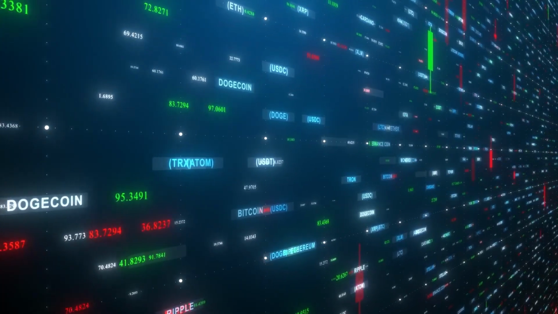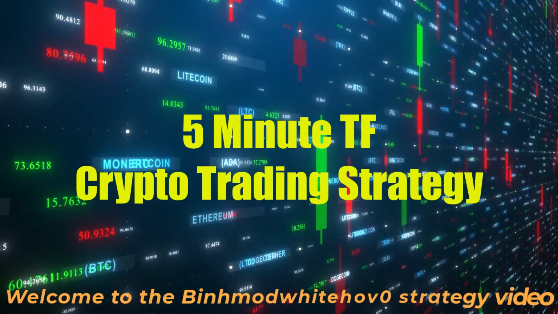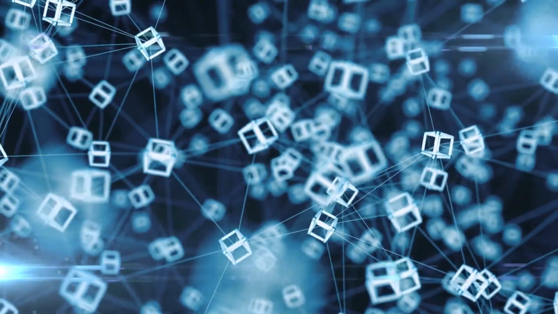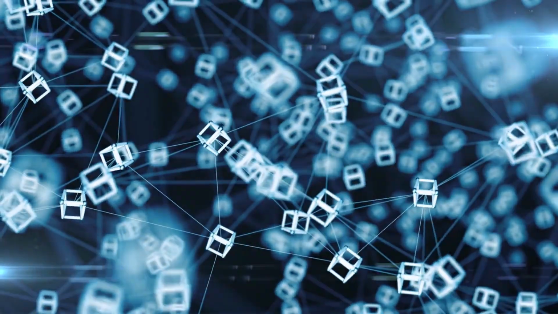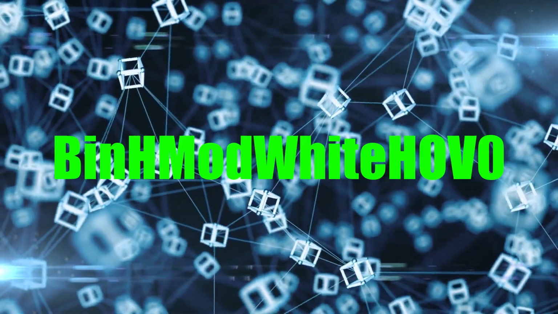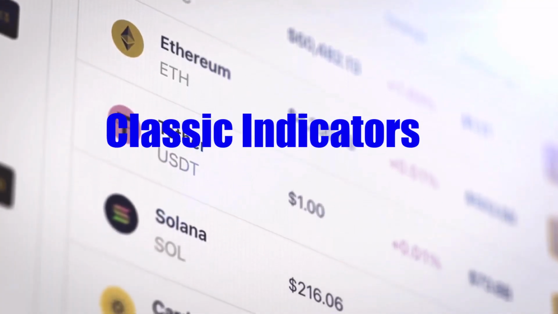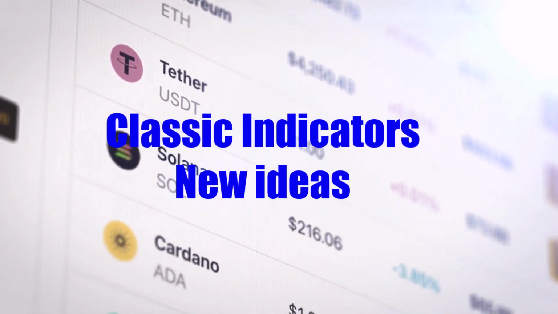I recently found a 5-minute crypto trading strategy that can catch those sharp price dips right as the market is trending up, without getting chopped by false signals. This algorithmic trading strategy is called the BinHMod Wide HOVO, and it combines classic indicators in a way you probably haven't seen before.